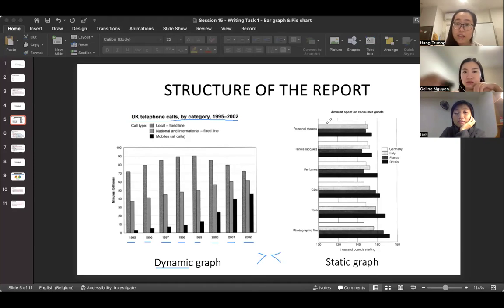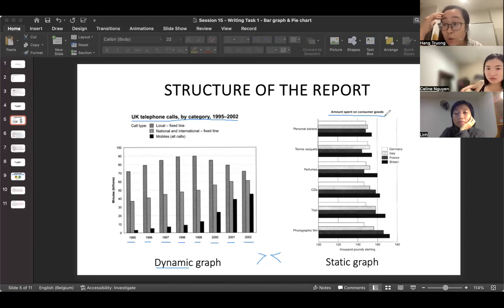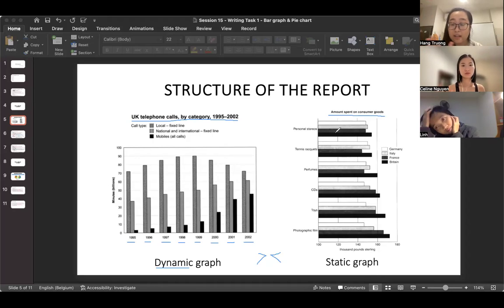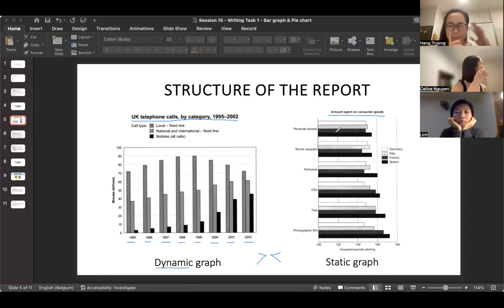So you can see the difference here is that in this bar graph on the right, we don't see any year, no information about time. So we can just assume that everything here is reported at a very specific point in time. It's static, only one small point in time. But for the dynamic graph, we have a whole period. So that is a difference, right?